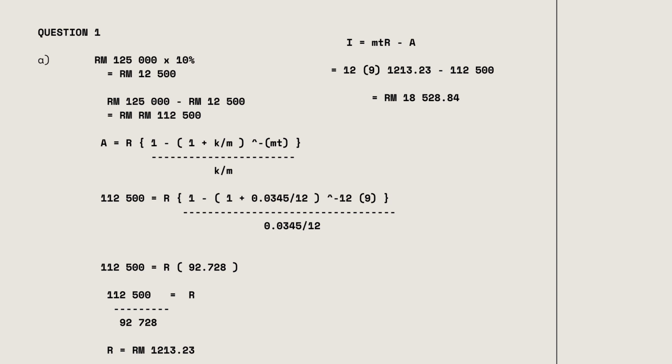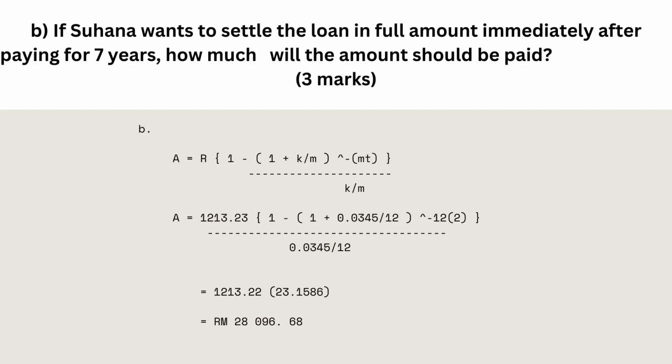1213.23. And then we use the formula I equals M plus R minus A. Then we got the answer I equals 18,528.84. If Suhana wants to settle the loan in full amount immediately after paying for 7 years, how much should the amount be paid?